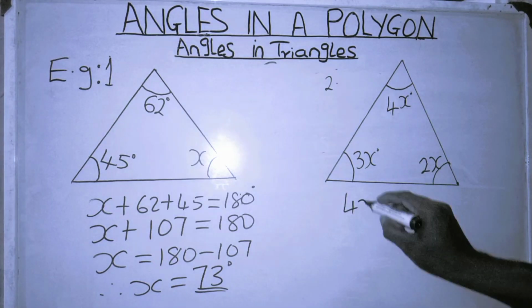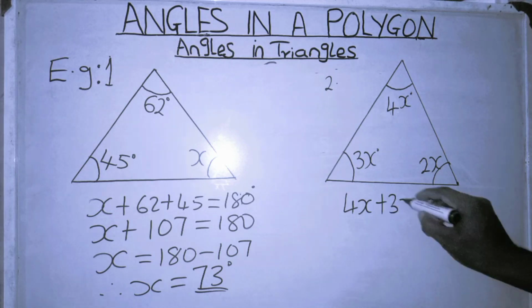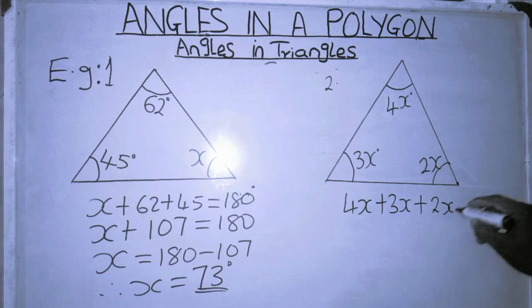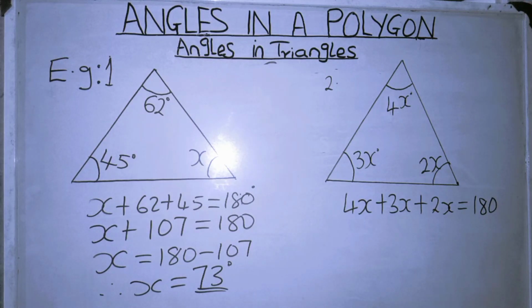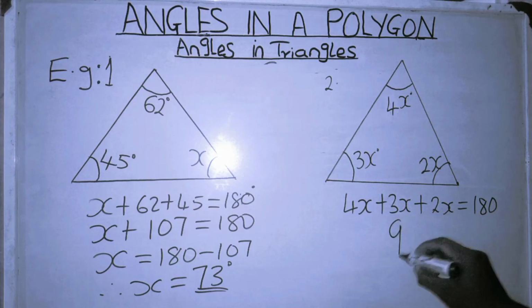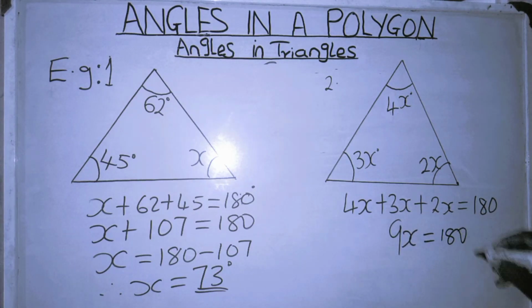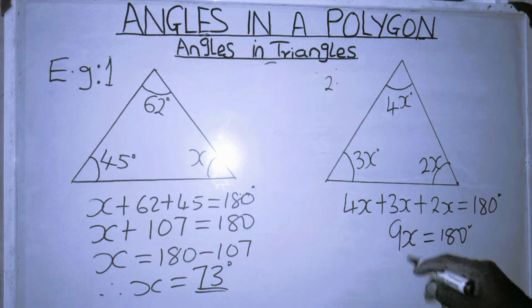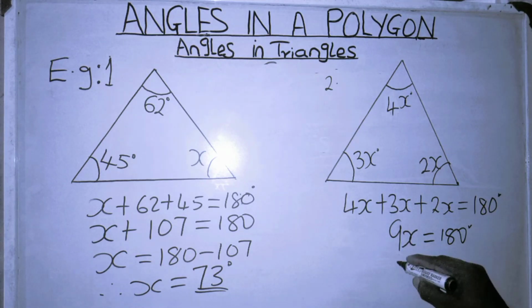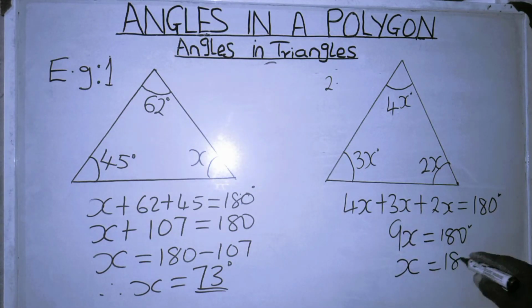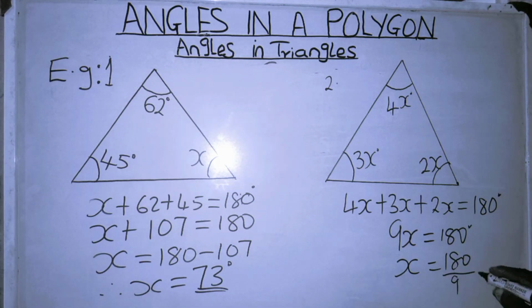All right, so let's solve the question. That would be 4x plus 3x plus 2x is equal to 180 degrees, because the sum of the interior angles of any triangle is equal to 180 degrees. So 4x plus 3x will give us 7x. 7x plus 2x will give us 9x equal to 180 degrees. To get the final solution, we have to divide both sides by the coefficient of x. And the coefficient of x here is 9. Then x will now be equal to 180 divided by 9. What will be the final solution? The answer will be 20 degrees.